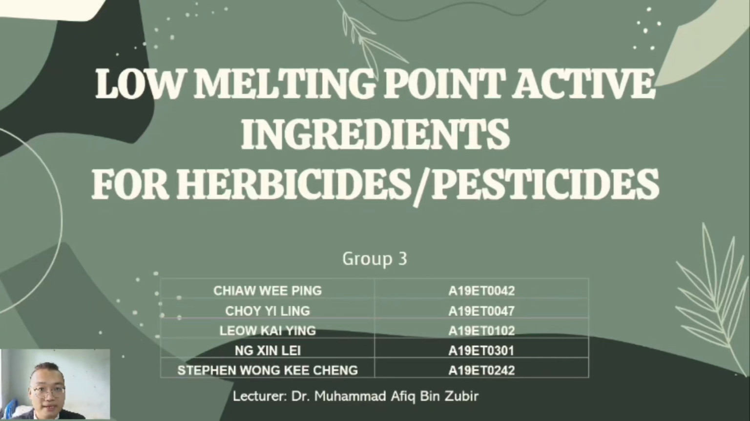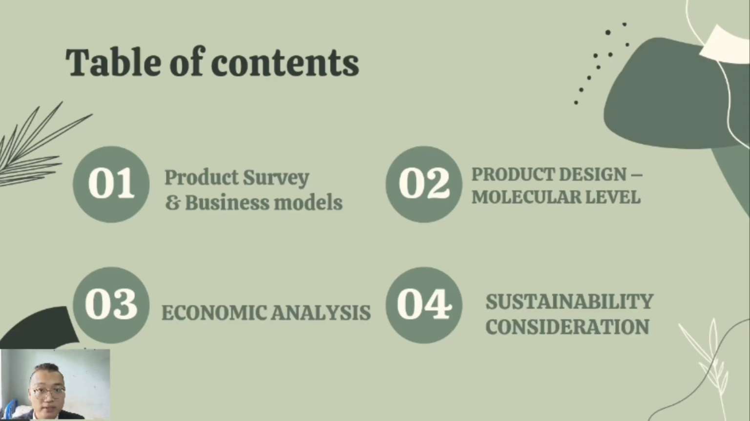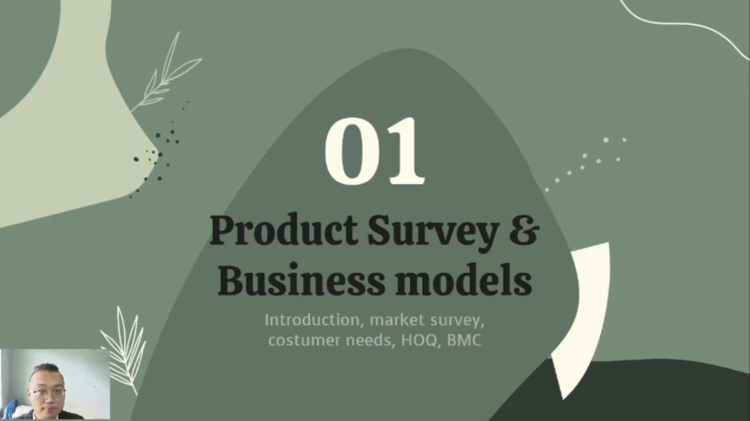Today we would like to present on the proposal of the low melting point active ingredient for herbicides and pesticides. Next, here is a table of content which contains 4 chapters of this proposal. Next one, for chapter 1, product survey and the business models.